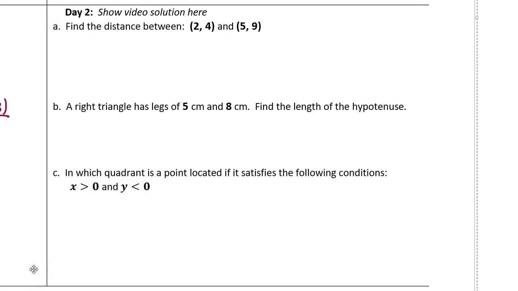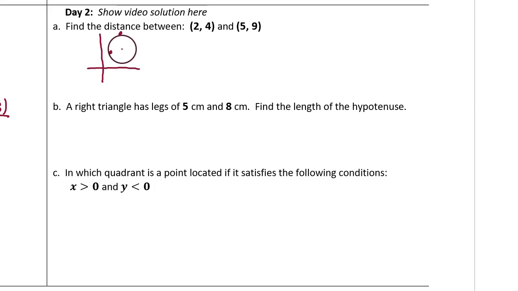Here are the answers for day 2. Question A, find the distance between this ordered pair and this ordered pair. Remember what these ordered pairs represent. On a coordinate grid, there's a dot over 2 up 4, and there's a dot over 5 up 9. We want to find the distance between those dots.